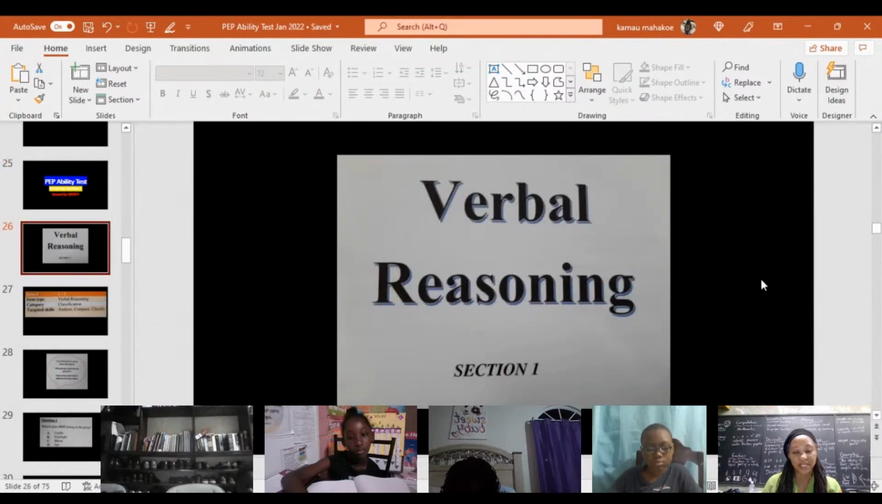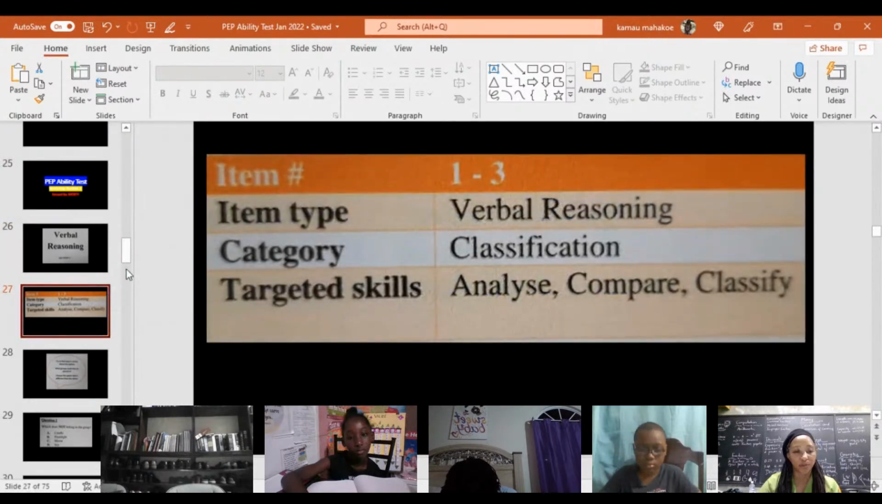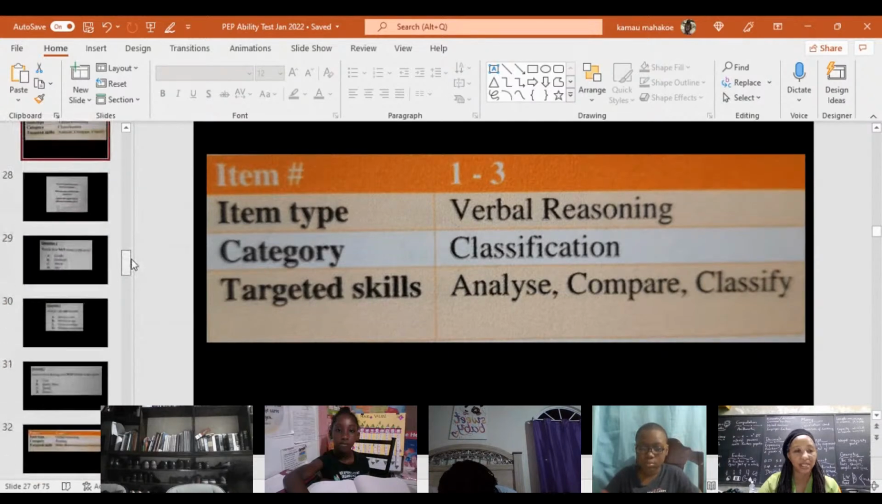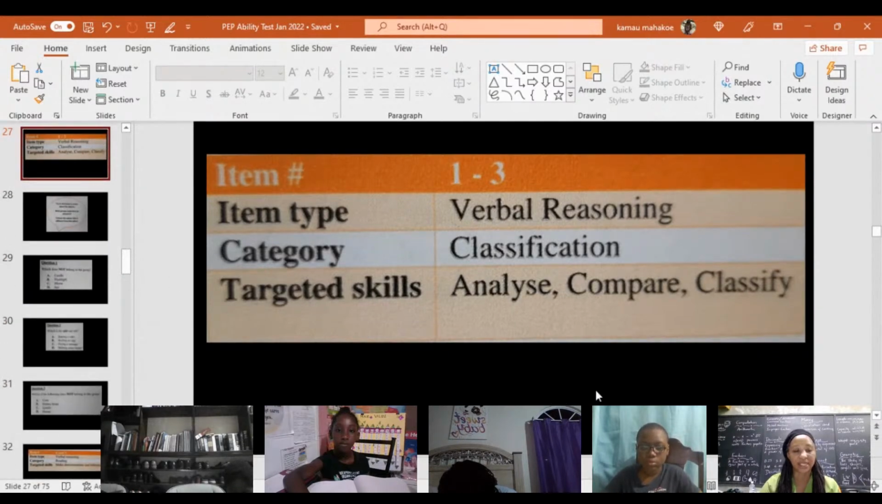The first set of questions will be based on verbal reasoning. Questions 1 to 3, the type of question is verbal reasoning, and the category is classification. In the classification type question, the targeted skills that are hoped to develop in the students is the ability to analyze, to compare, and to classify.